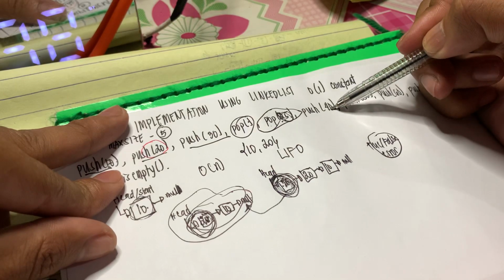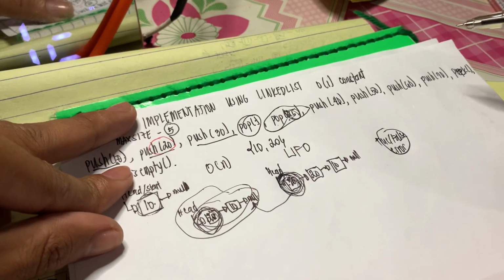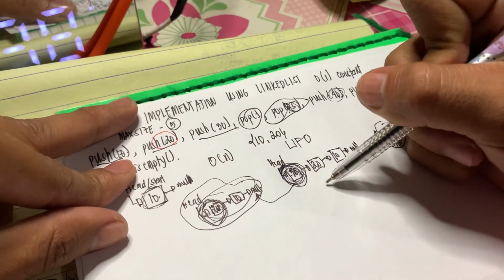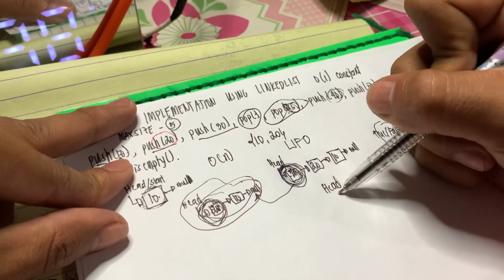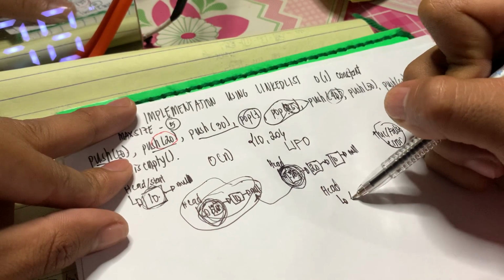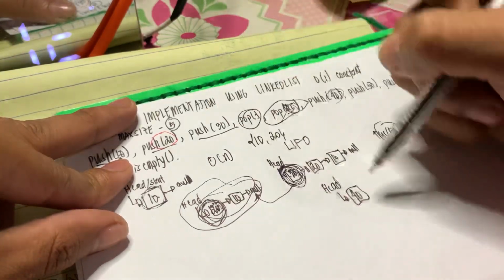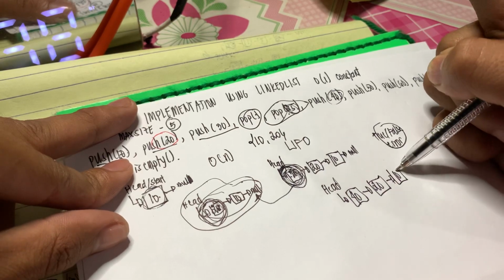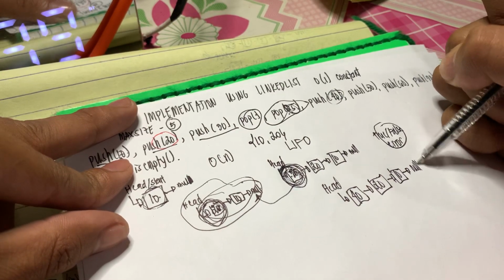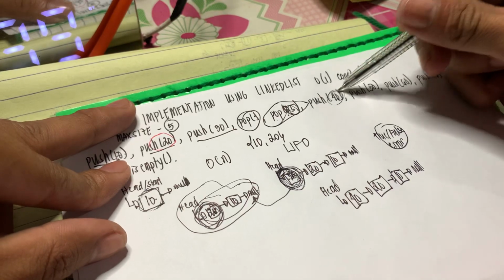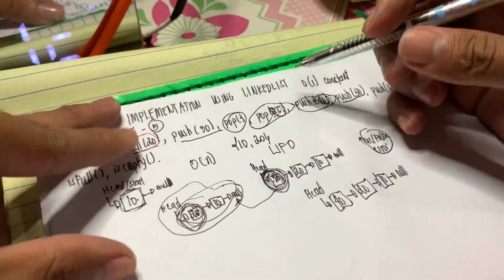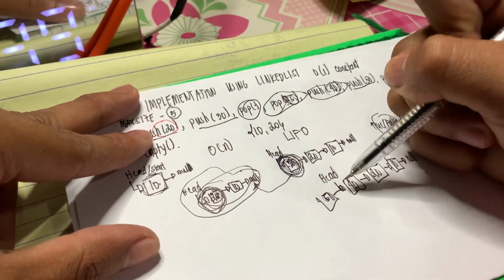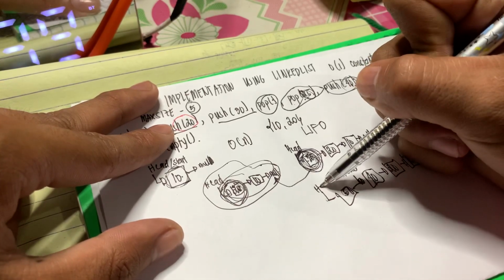So when we push 40, we will put this as a new head node. Our linked list will look like this: from 40, connected to 20, and connected to your 10, and 10 is connected to your null point. So when we push 50, 50 will be the new head connected to 40, and 50 will be the new head.